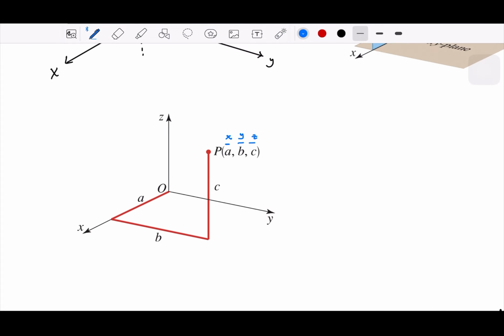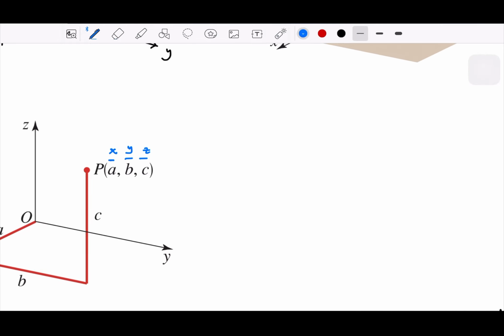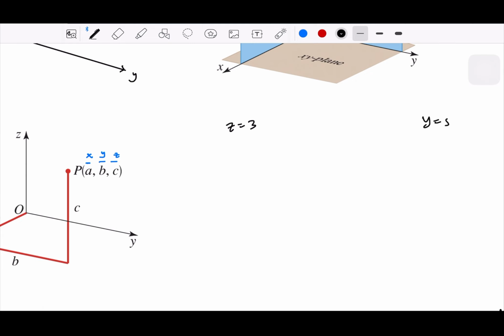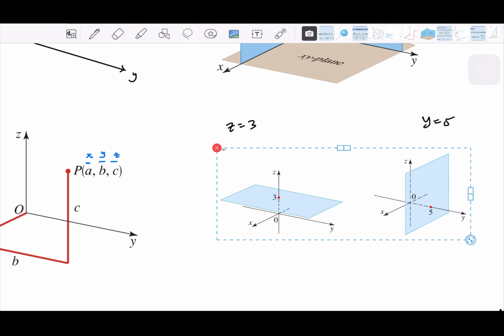And from here, we could also describe that if we have equations in a three-dimensional system, for example, z equals 3 or even y equals 5, we know that in 2 dimensions, these two equations will be just line equations, right? But in 3 dimensions, what is supposed to be a line will become a surface. Okay? So we could draw this as in this picture here.